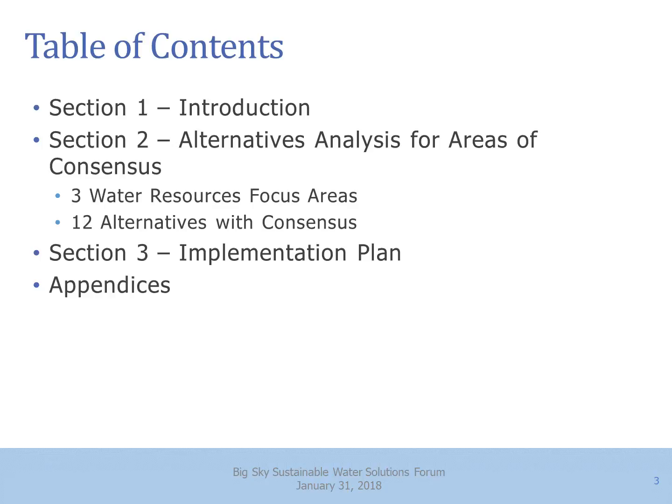So just to look at it, we got the plan essentially broken into three sections. We have a short introduction. We have a section we're calling Alternatives Analysis for the areas in which this group reached consensus. And it's focused on our 3 water resource focus areas. And there's 12 total alternatives that we go through that there's consensus on. And then the third section is the implementation plan. And then there's a good chunk of appendices.